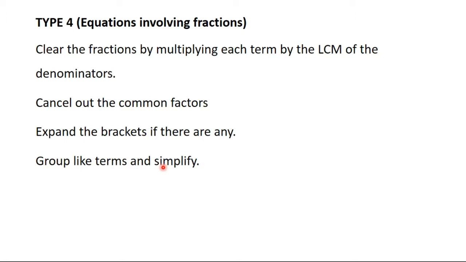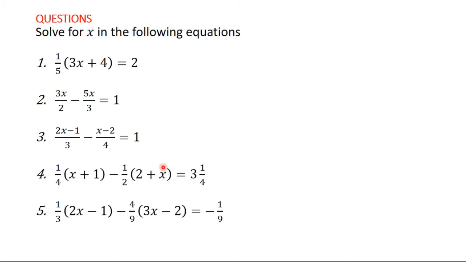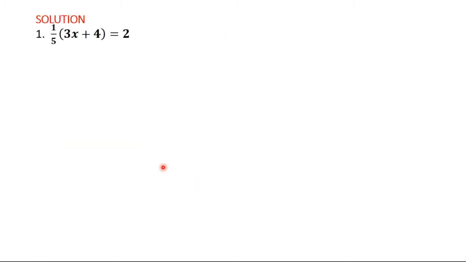Let's pick some examples and see how we can apply the steps that we've learned in this slide. So solve for x in the following. We have been given 5 questions, so you take them one after the other. The first one is 1 over 5 into bracket 3x plus 4 is equal to 2.